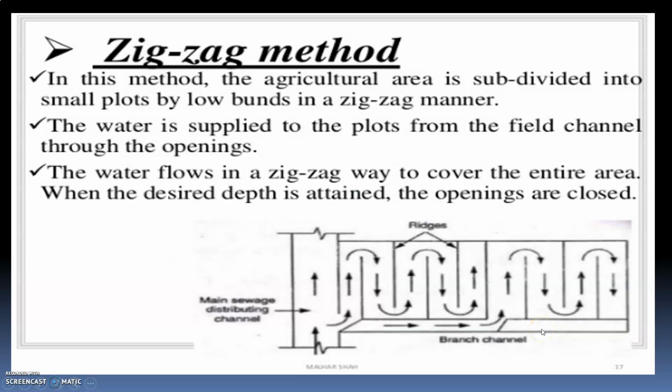Zigzag method. In this method, the agricultural area is subdivided into small plots by low bunds in a zigzag manner. You can see here, zigzag manner. Okay. The water is supplied to the plots from the field channel through the openings. The water flows in a zigzag way to cover the entire area. When the desired depth is attained, the openings are closed.